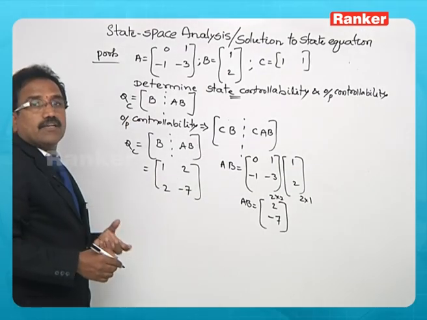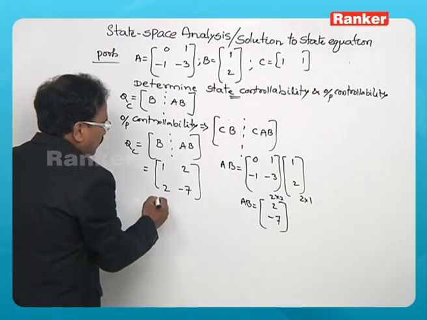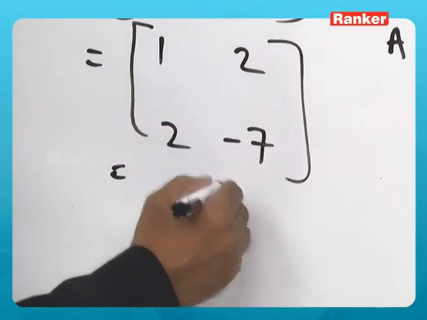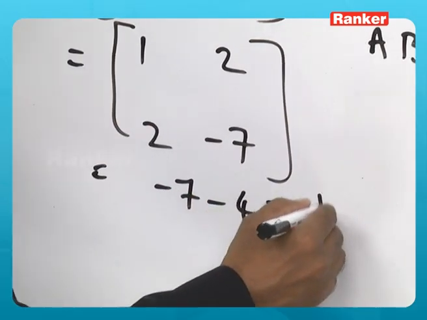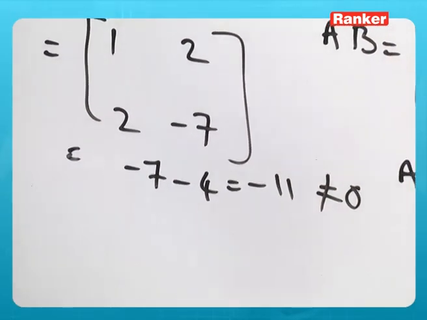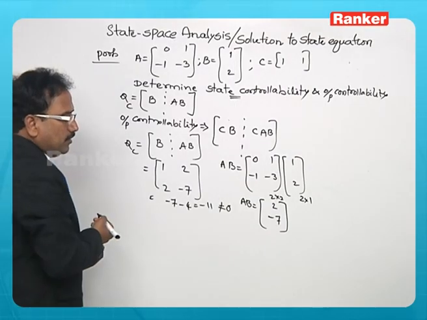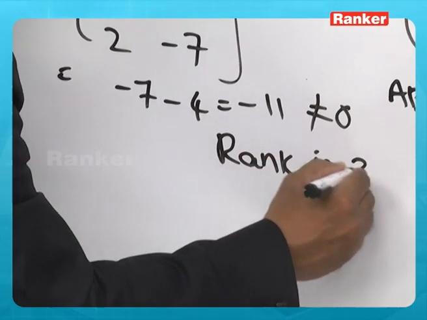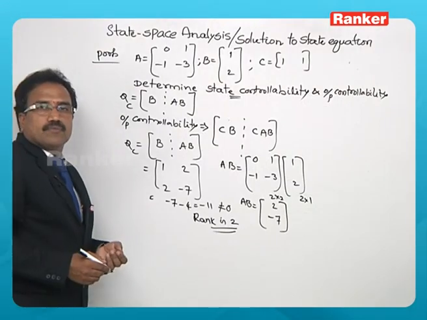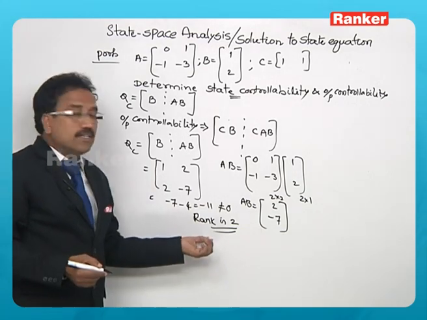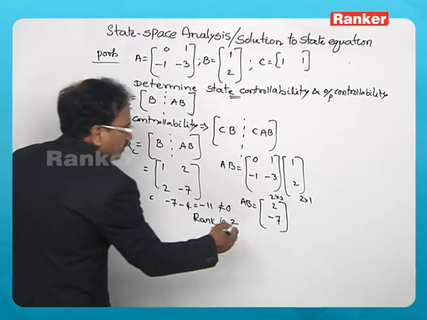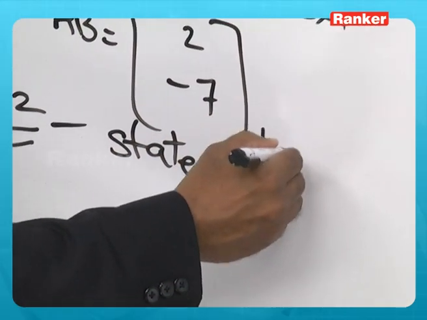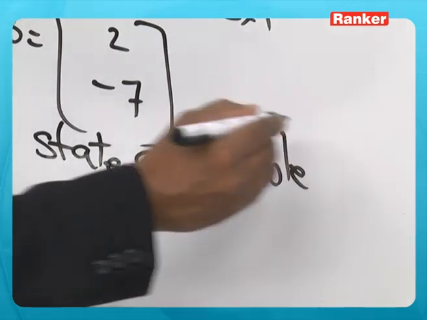So, what is the rank of this matrix? That means you need to find the determinant. So, determinant of minus 7 and minus 4, this is equal to minus 11, not equal to 0. So, we say that the rank of this matrix is 2. As this is 2 by 2, the rank is 2. So, we say that the system is state controllable.